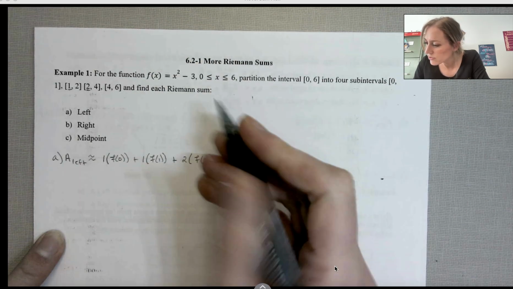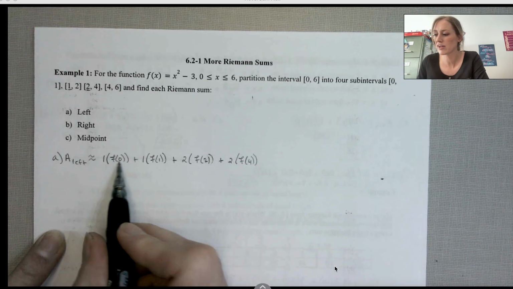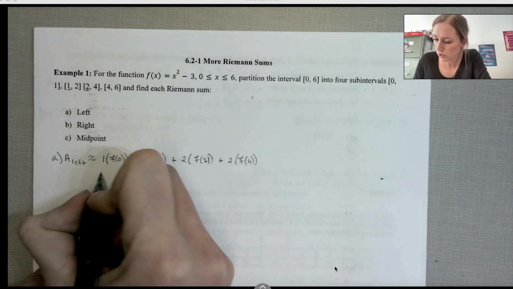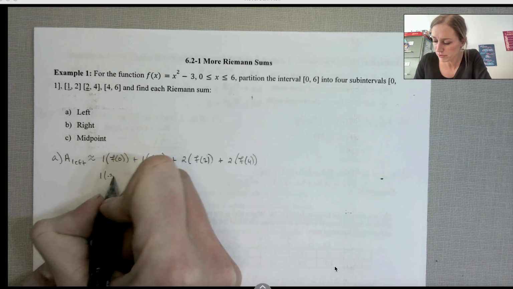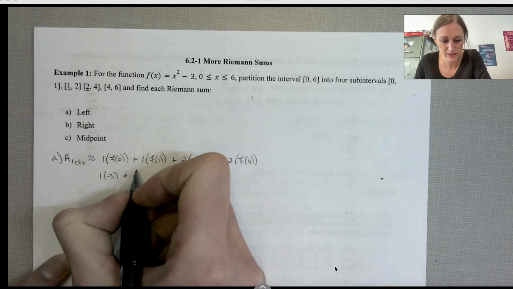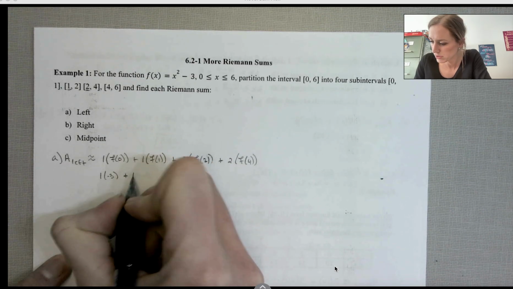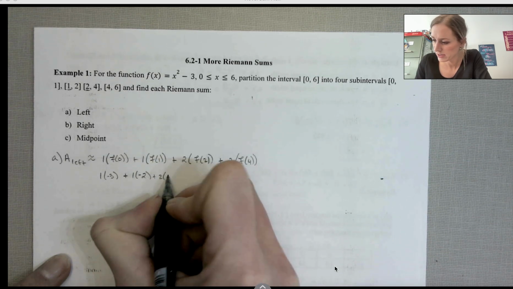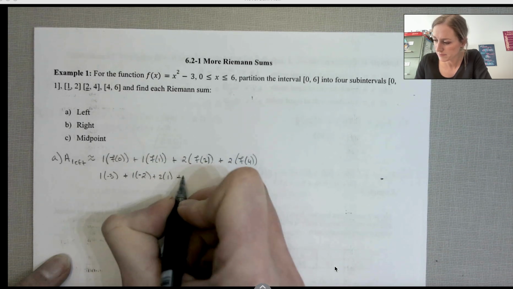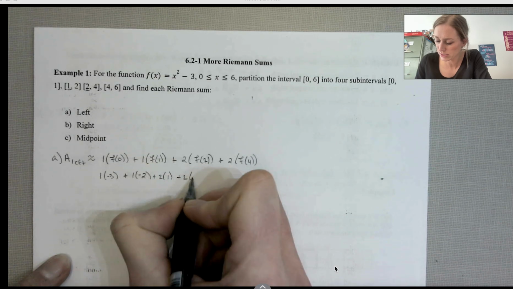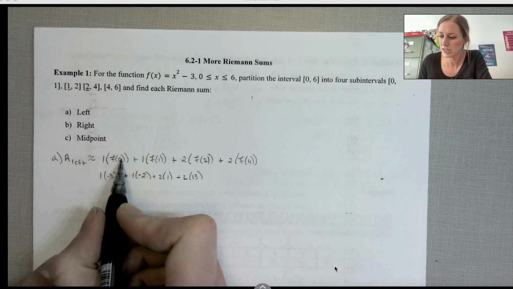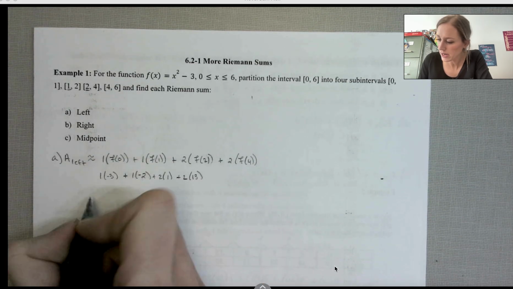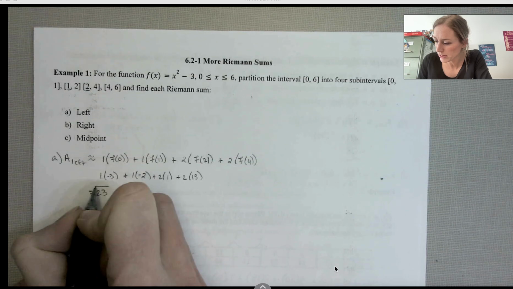To find each of those left heights, we take these x values and plug them into the function, x squared minus 3. So f of 0 is negative 3. F of 1 is negative 2. F of 2 is 1, and f of 4 is 13. So we just plugged in those x's to see what our y value was, and then we multiply these, add them all together, and we get an area of 23.